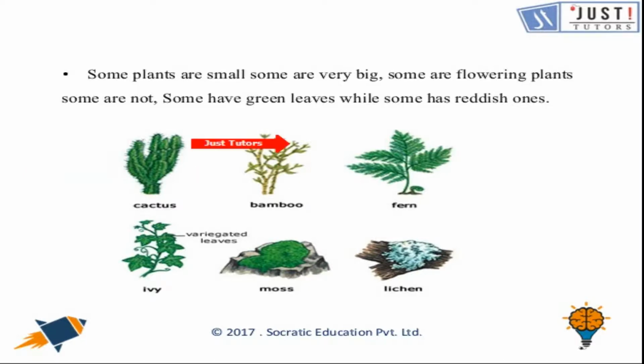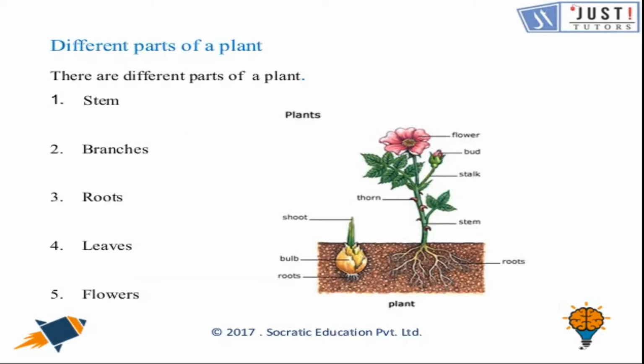Now you have bamboo plant. So in olden days we used bamboos to make the boat. Okay, now these are different types of plants here. This fern and this ivy, moss and the lichen. Now let's move forward here.